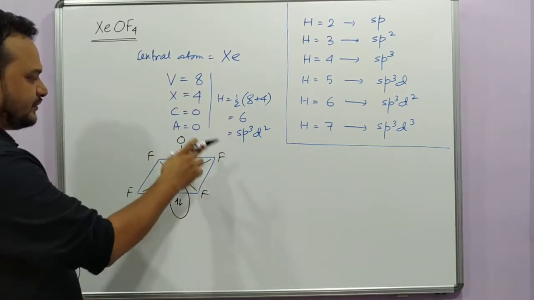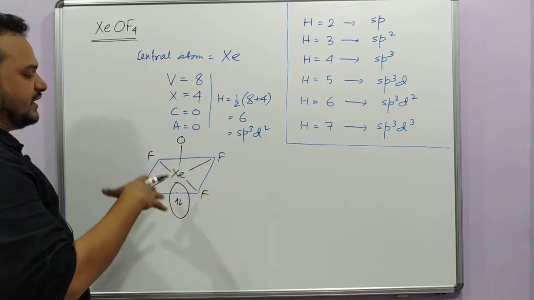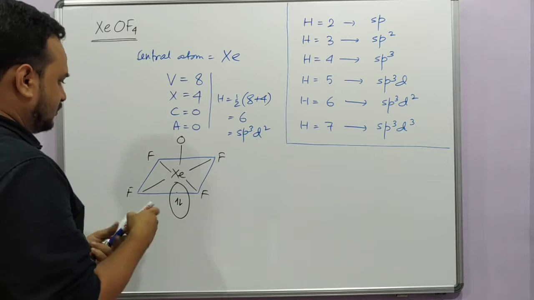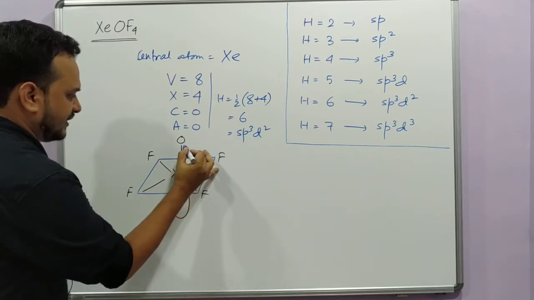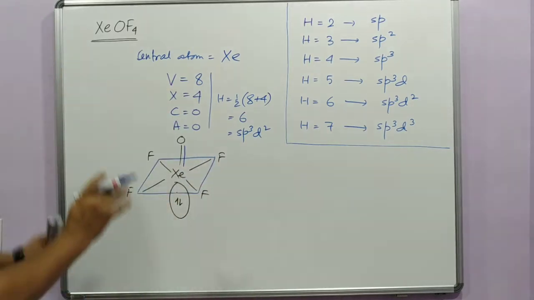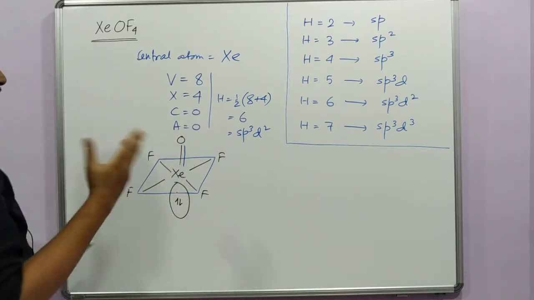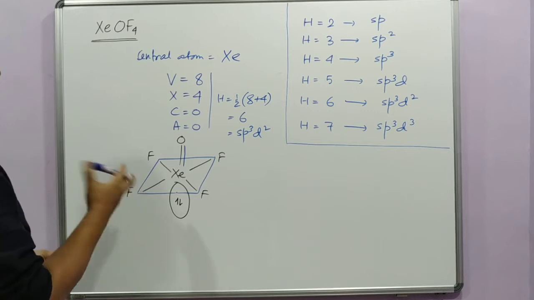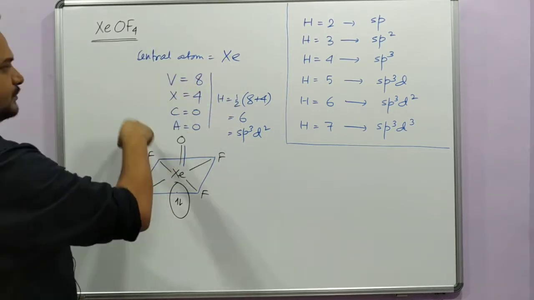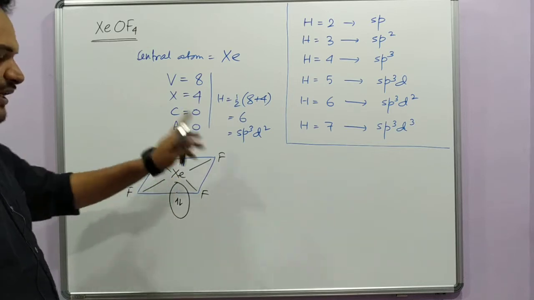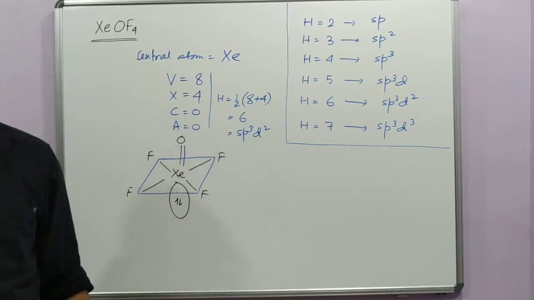Later you will see, if you count all the valence electrons, there is a pi bond to satisfy the valency 2 of oxygen. So this is the complete picture of this molecule XeOF4. However, if you want to determine the structure or hybridization only, this formula is sufficient to give you the hybridization of xenon as well as the geometry of the molecule.